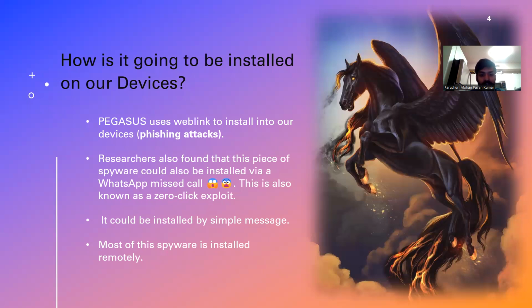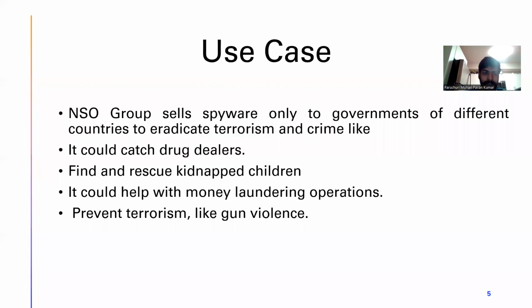Researchers also found this spyware could be installed via WhatsApp missed calls. When the attacker gives a WhatsApp missed call, then without any click, it is installed on our devices, and that is called a zero-click exploit. It could also be installed by a simple message, like an iMessage, and the spyware is mostly installed remotely.